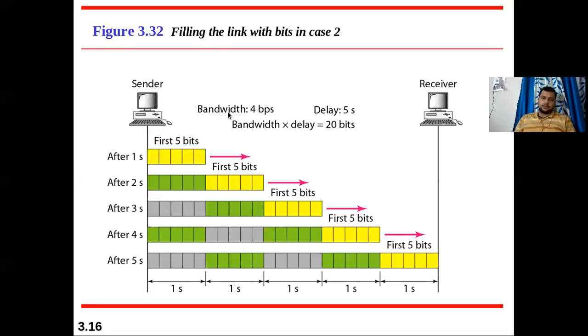Here more or less the example is the same, but the bandwidth has been changed. When you increase the bandwidth, obviously a greater number of bits can come and fill the network, meaning the channel. So it is also one of the performance parameters. If the bandwidth delay product value is more, that means the capacity of that channel is more. It can hold more bits at a time. Before reaching the receiver, you can push more bits over the wire.